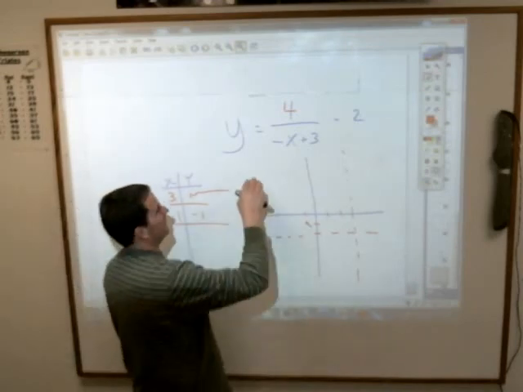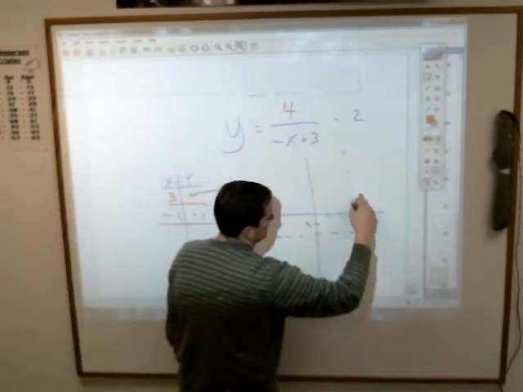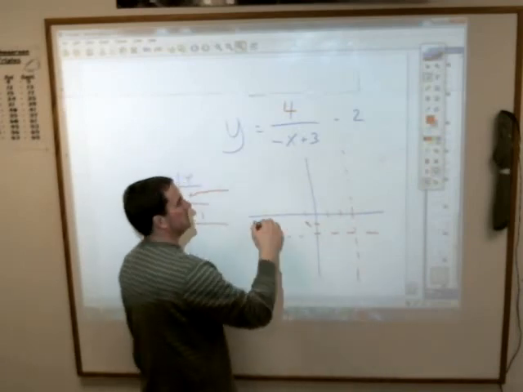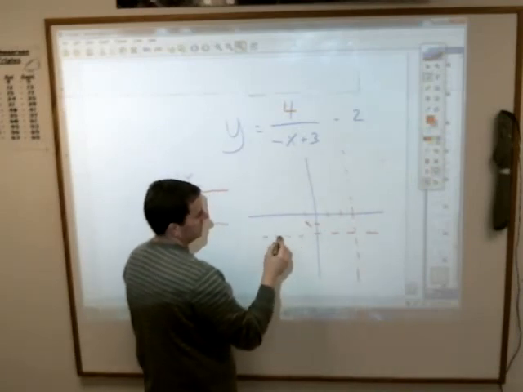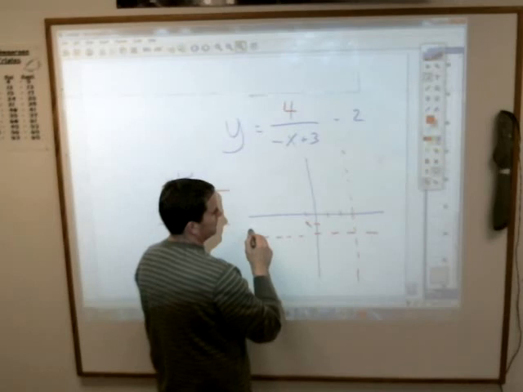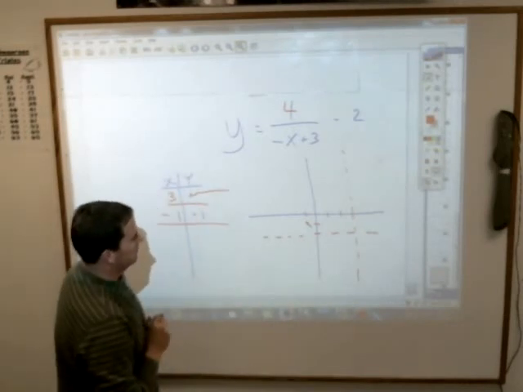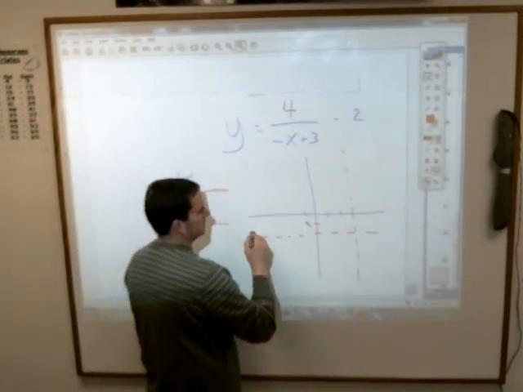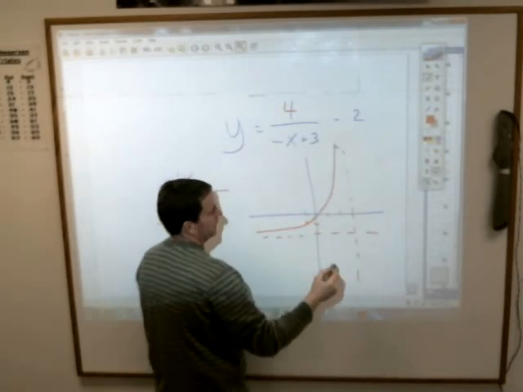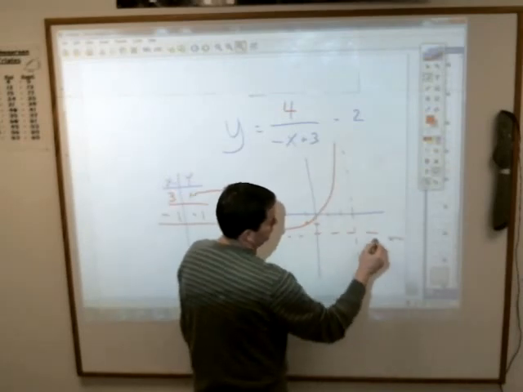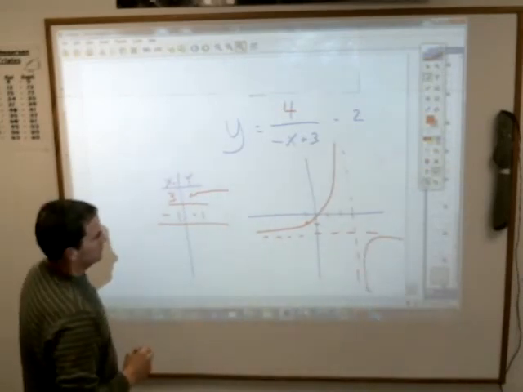In other words, if x was negative, instead of it being in the upper right and lower left, it's going to be in the upper left and lower right. So it's going to look like this. And wait, if it's -1, -1.